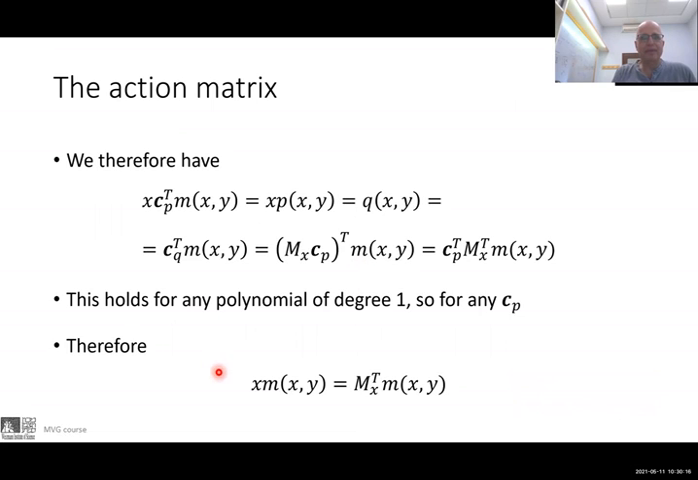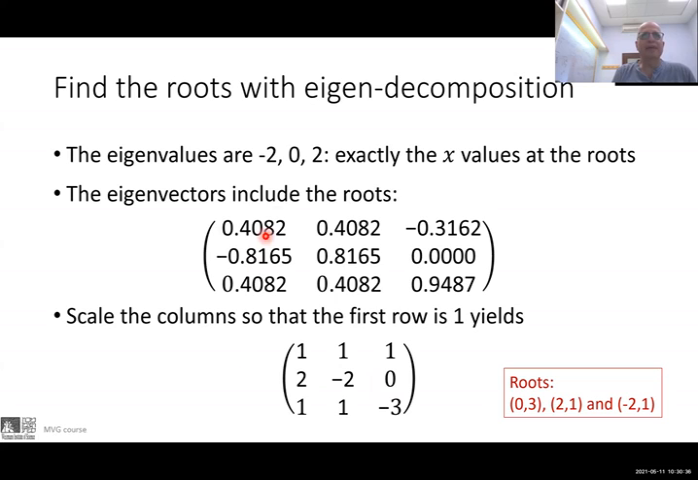Because of this equation, I simply found the eigenvectors and eigenvalues. The eigenvectors will give you the vector of the monomial basis, and the eigenvalue should be x. You see that? The eigenvalues of that matrix turned out to be -2, 0, and 2, and that corresponds to the values of the roots, 0, 2, -2, the x values of the roots. These columns are the eigenvectors.